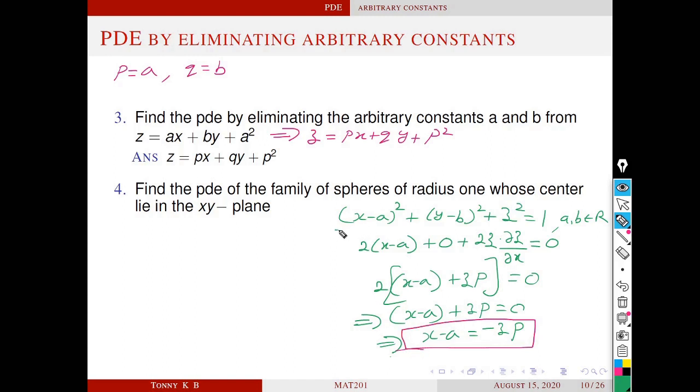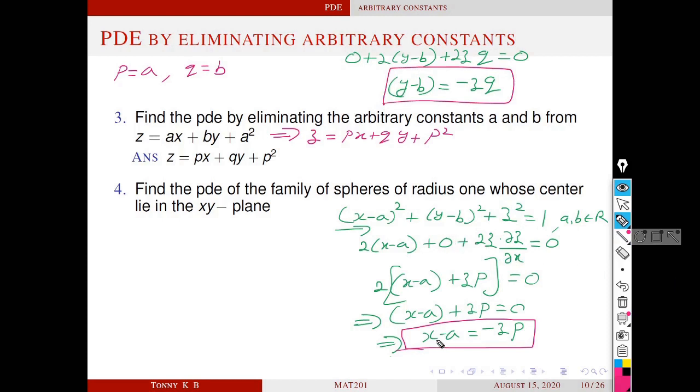Next, we are going to differentiate this equation with respect to y. Then what happened? 0 plus 2 into (y minus b) plus the derivative of z square with respect to y. This becomes 2z into dz by dy. dz by dy is our q. Then 2 is common, take outside and cancel. Then we get y minus b equal to minus zq. So now x minus a becomes minus zp and y minus b becomes minus zq.